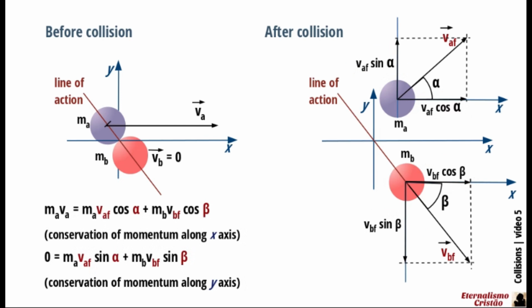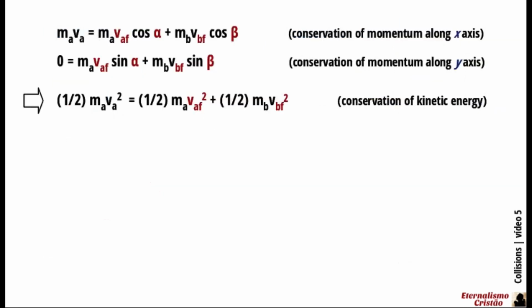Please, check the equations for the conservation of momentum, along the two axes. Since the collision is perfectly elastic, we will use the equation for the conservation of kinetic energy. Remember that the body B is not moving before the collision.